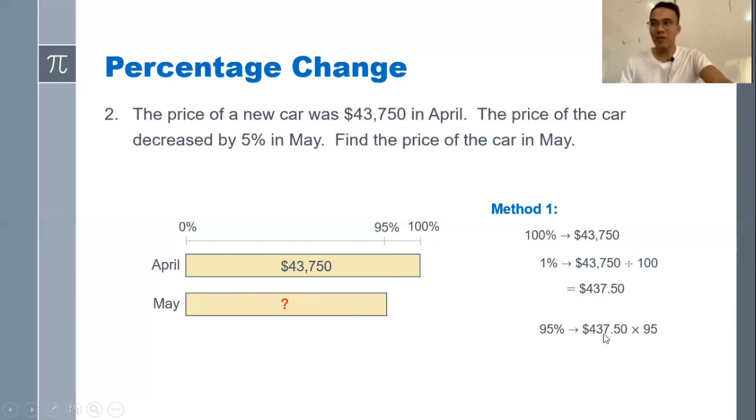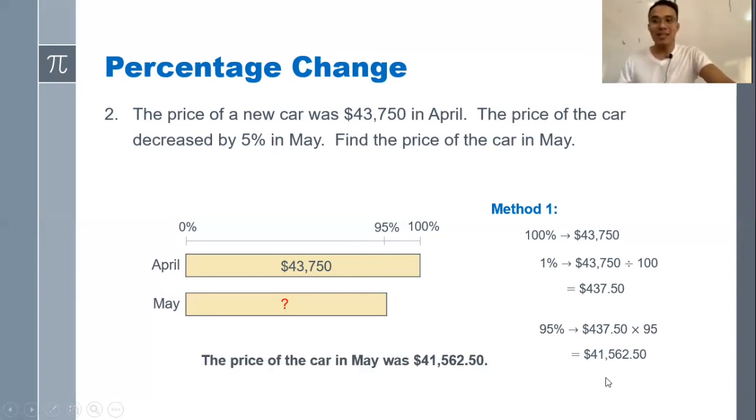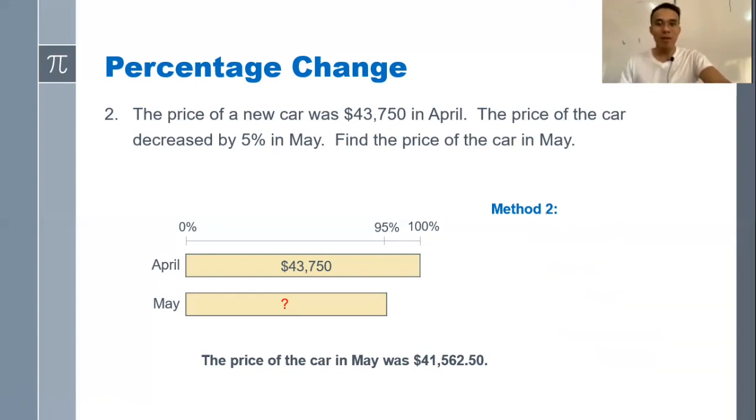So we have 95% equals $437.50. This is the 1%, and we multiply this one by 95. And the result is $41,562.50. This was the price of the car in May. That's method number 1. And our method number 2 is, what do you think?